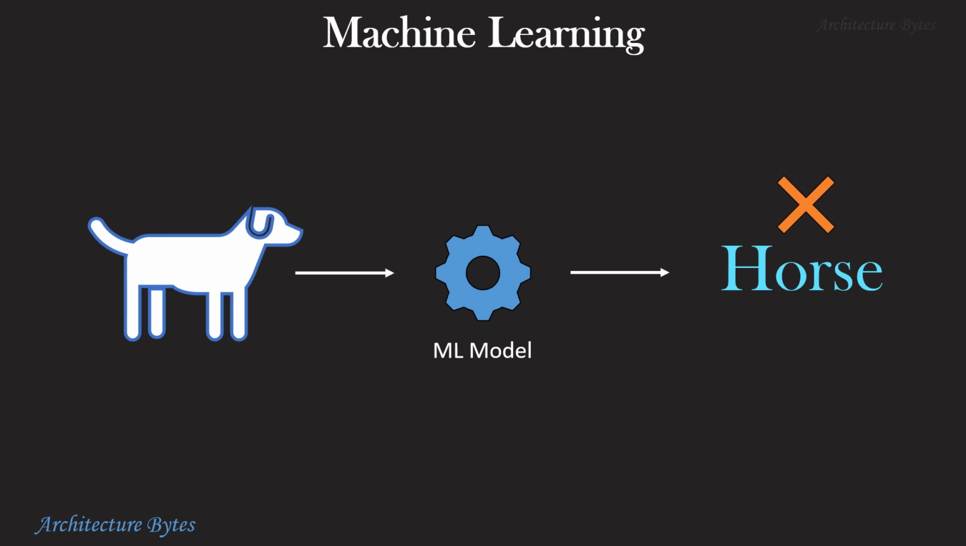So how can we correct this? We need to train our model with dog images so that it knows that other than four legs, dogs have short tails and a distinct face structure.